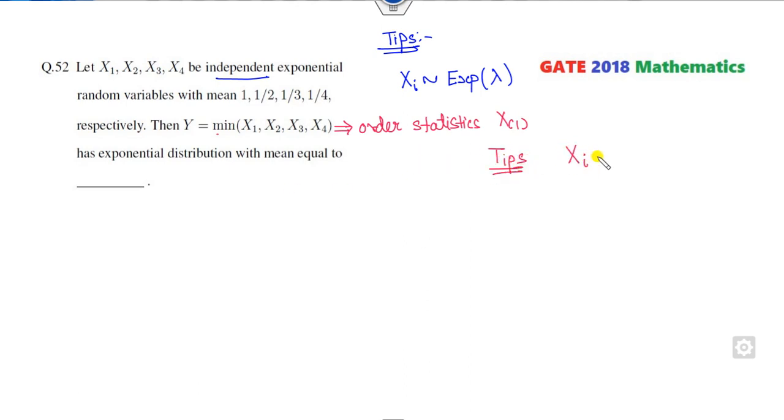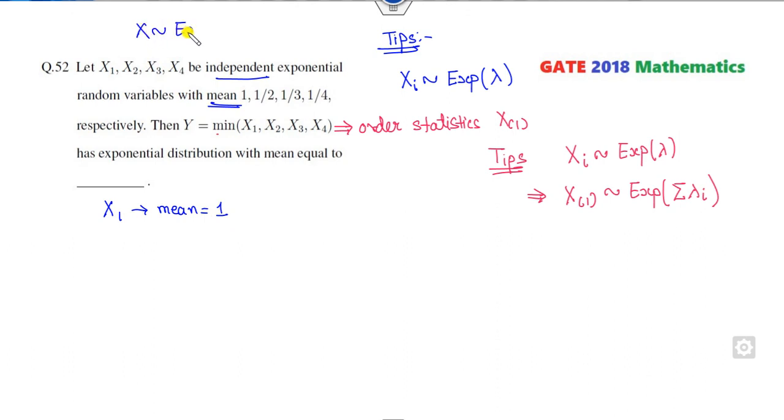Remember, whenever the Xi's are exponentially distributed with the parameter lambda i, then the ordered statistic x1 also follows the exponential distribution with the parameter sum of lambda i. Fine, that's very simple. Now you can read the statement. Remember, this is the mean. So X1 has the mean 1. If x follows the exponential distribution with parameter lambda, then the mean is 1 over lambda. All of you know that. So in this case, what is the lambda? It is 1.